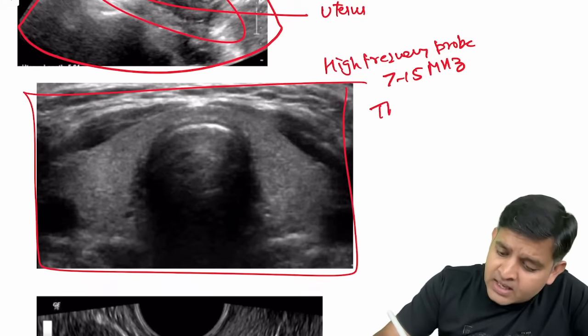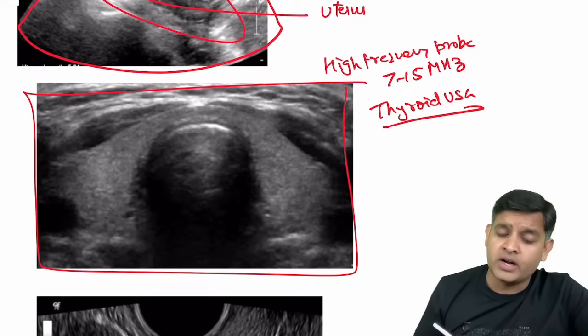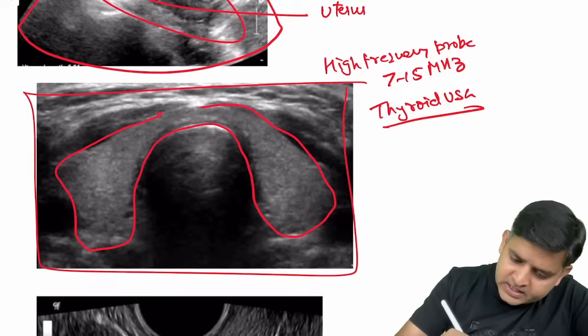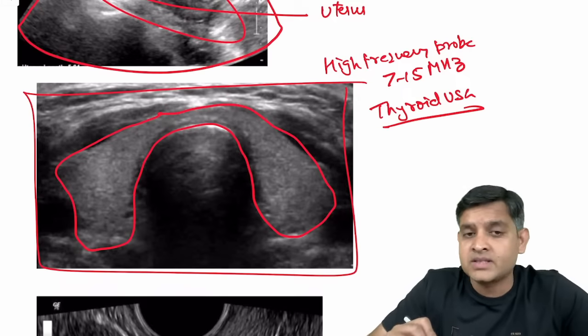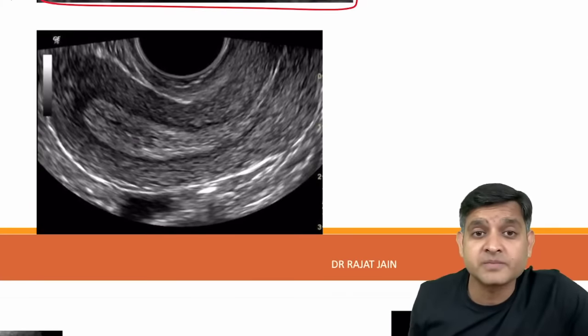Now this is a thyroid ultrasound. This structure that you can see is what? This is the thyroid gland. Okay. Now, who will tell me what is this?